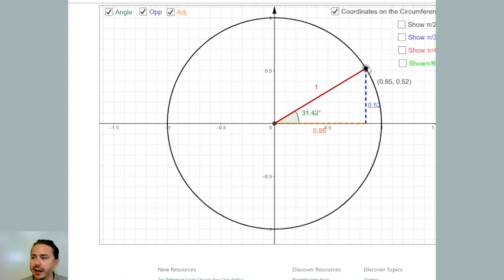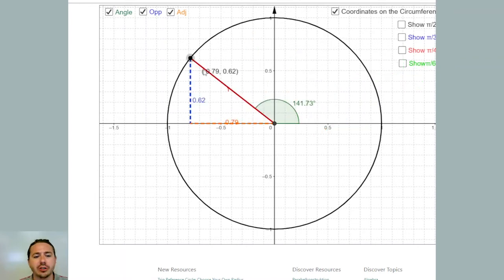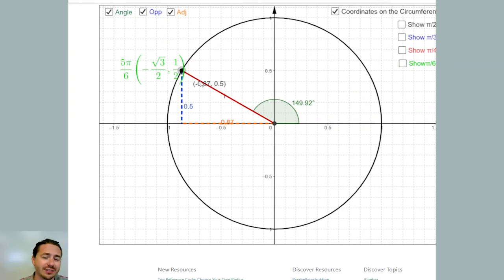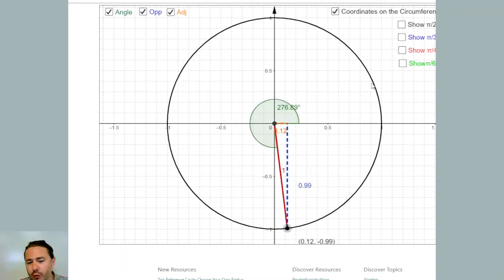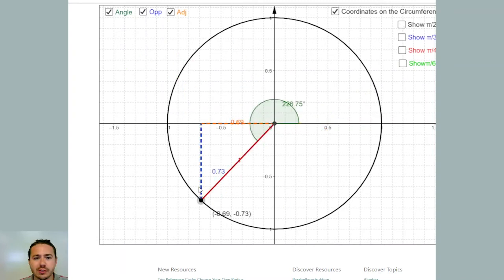And if we keep going an extra pi over 6 here, we're going to get another solution at what we would call 13 pi over 6. And we get another solution over here if we add 5 pi over 6 to 2 pi. And then we get another one. As we keep rotating, we get more and more solutions.